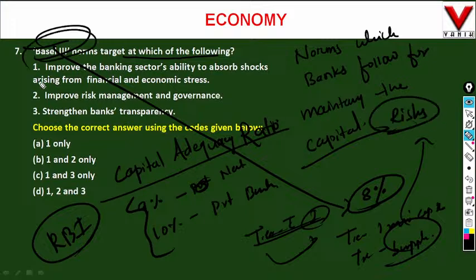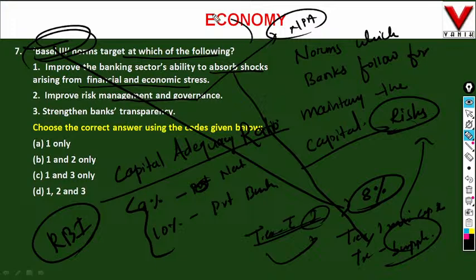Basel III norms is a chapter in itself. It's a very important thing while working for the banking industry. It will improve the banking sector's ability to absorb shocks arising from financial and economic stress. That is called tier 2 capital, supplementary capital. Improving risk management and governance, yes. The rising NPAs can be controlled with the Basel III norms. Strengthens bank transparency, yes. All three are correct. It should be D, all 1, 2 and 3.